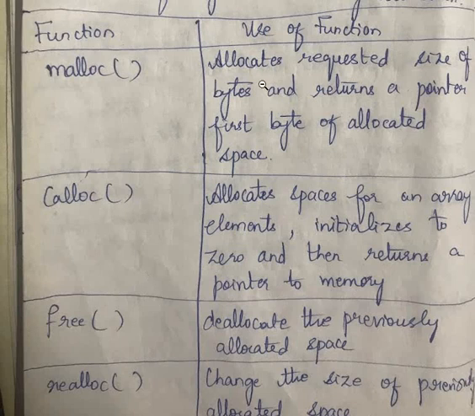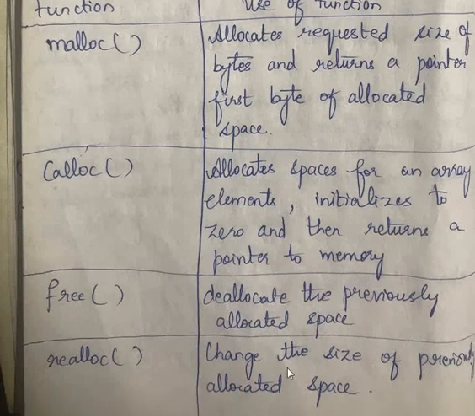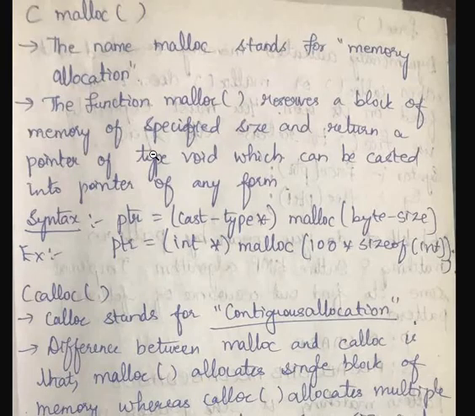Free function: whatever memory you have allocated, if you feel like deleting that memory space, then we use the free function. This will deallocate the previously allocated space. Realloc function: whatever you have allocated, if any change is required in the size of that allocated space, then we go for the realloc function. Now we have to explain in detail the syntax, example and the functionality. They have asked in the question, right, along with the example.